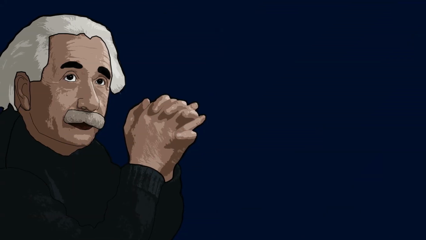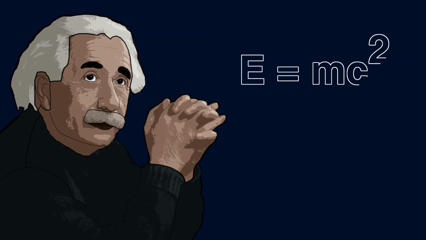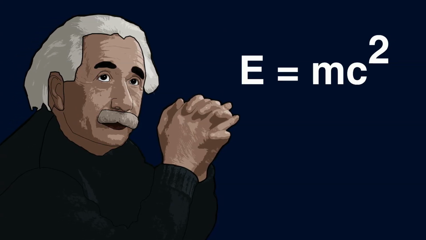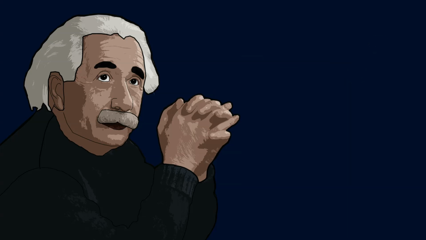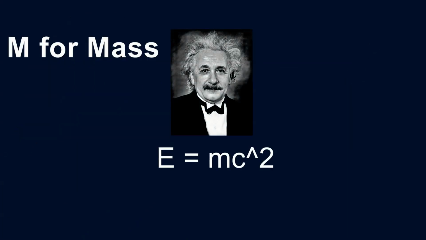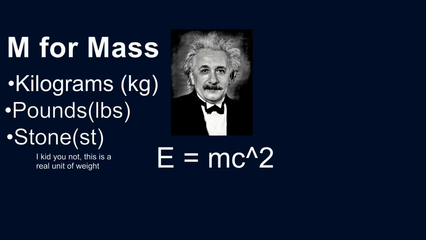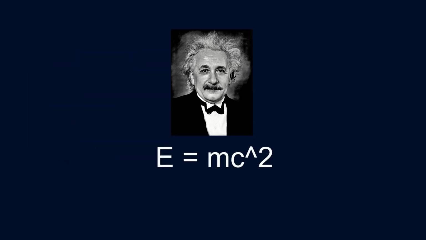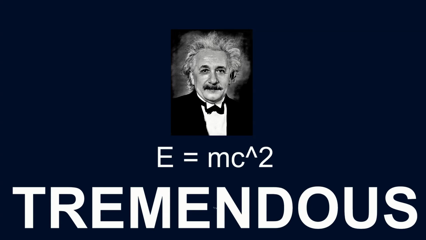Even if you're not really into physics, you probably still know at least one big equation. E equals mc squared. This equation was Einstein's big idea. E equals mc squared relates mass, be it in kilograms, pounds, or stone, with energy using a scalar of the speed of light squared. What this equation implied is that even tiny amounts of mass have tremendous amounts of energy in them.